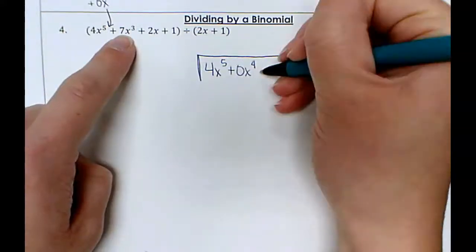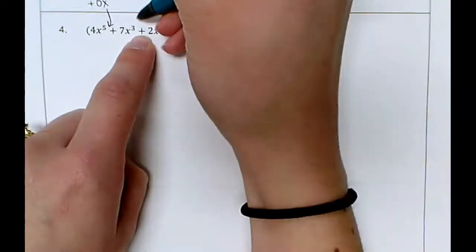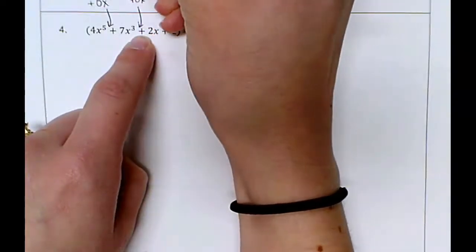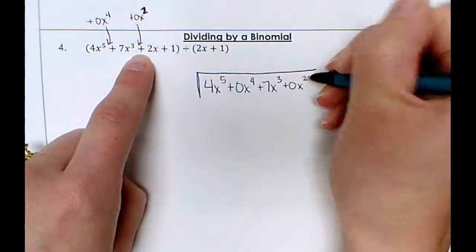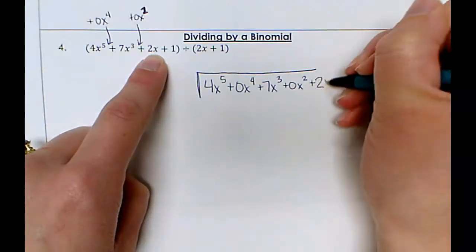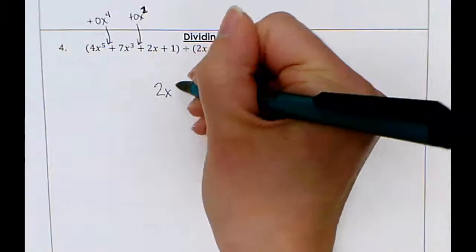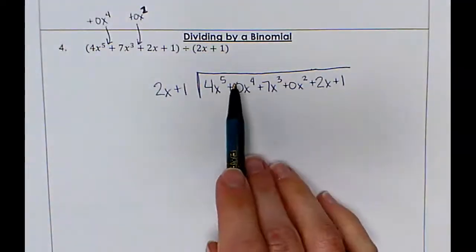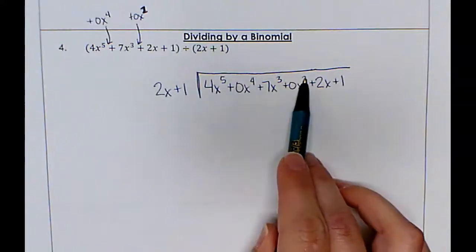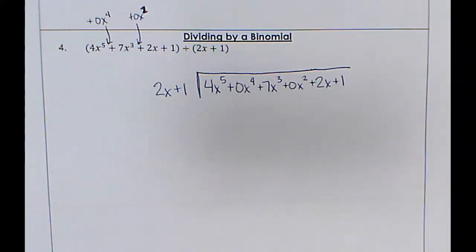Now we need an x to the power of 3 and an x to the power of 2. We don't have it, so we're going to put a 0 term in. Then an x term, then a constant term, and finally what we're dividing by. So notice that under our division sign, we have a power of 5, 4, 3, 2, 1, and 0, because there are no x's that show up there.